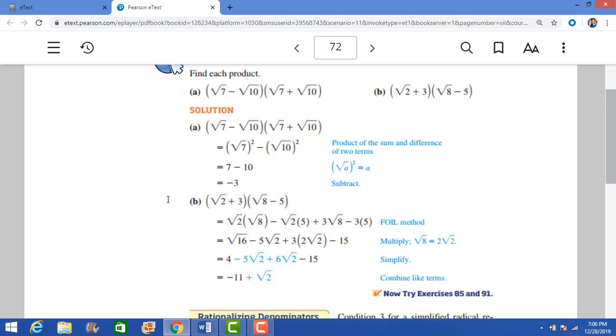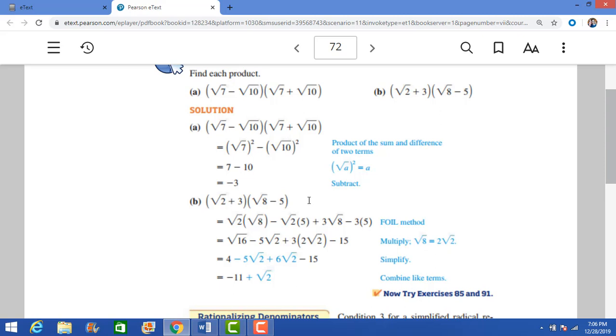Now, here, we can't do that because this is not of the same form. So we're going to have to use the FOIL method here. This is going to be the square root of 2 times the square root of 8. So that's going to be the first. And then it's going to be the outside ones, so we get negative 5 times the square root of 2. Then we do the inside ones, which gives us this term, and the last ones, which gives us this term.